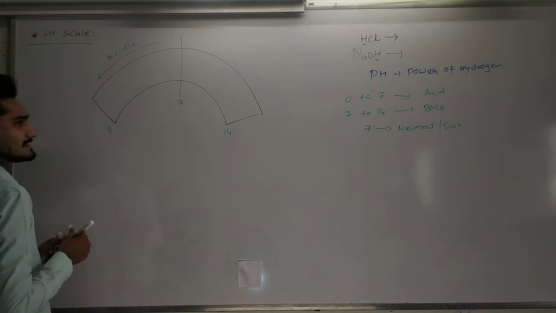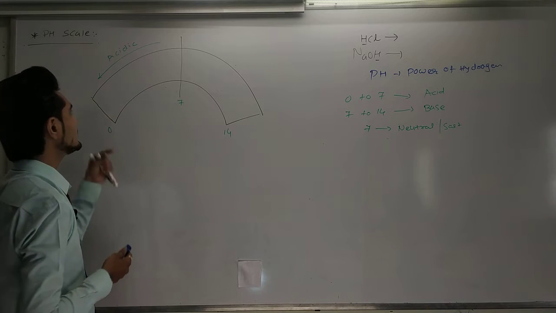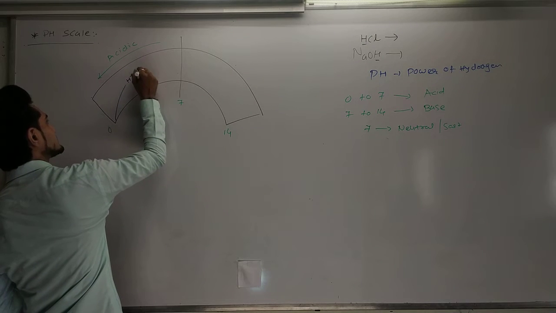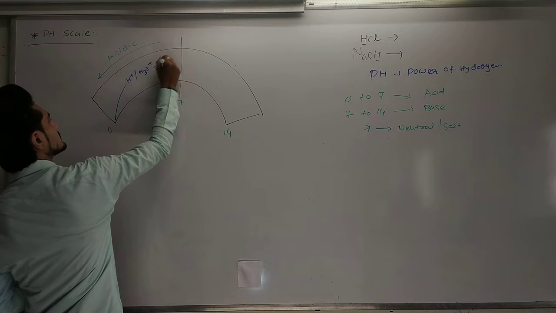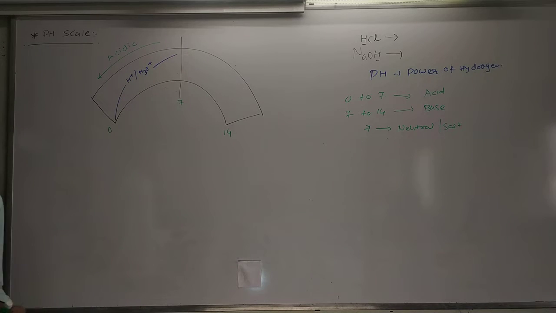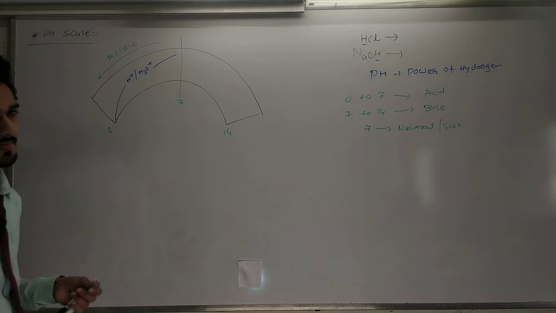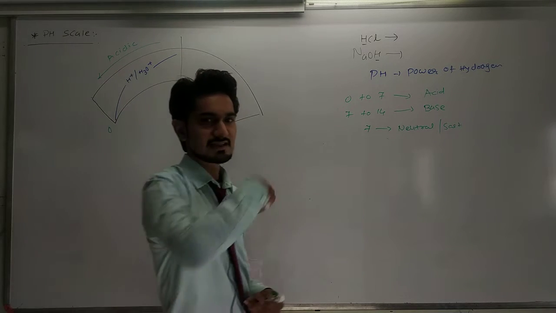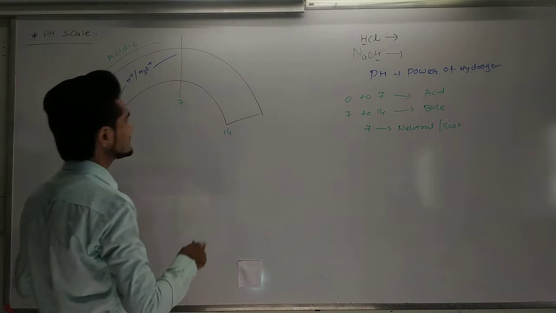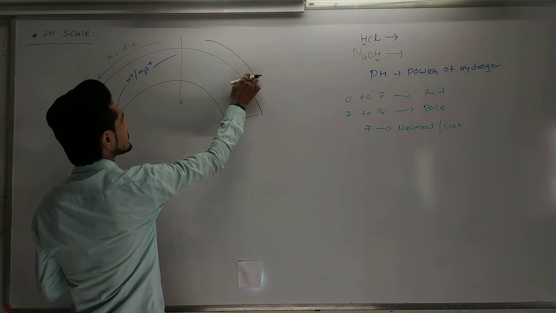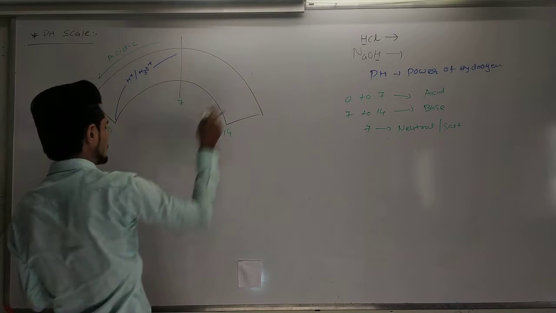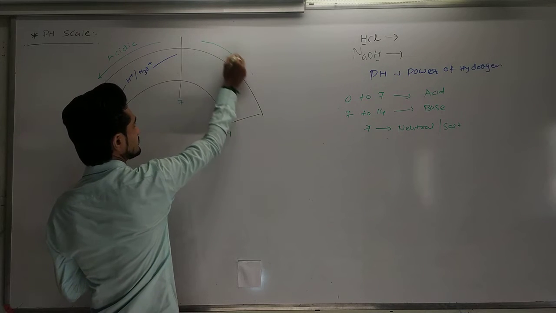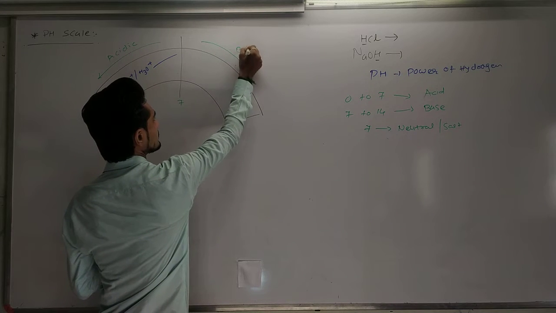There are two types of ion present in an acid, as you know very well: first is H plus and second is H3O plus. These types of ion are contained in an acid. Now we are going to a base. Whenever the value is 7 to 14, the substance becomes basic in nature.